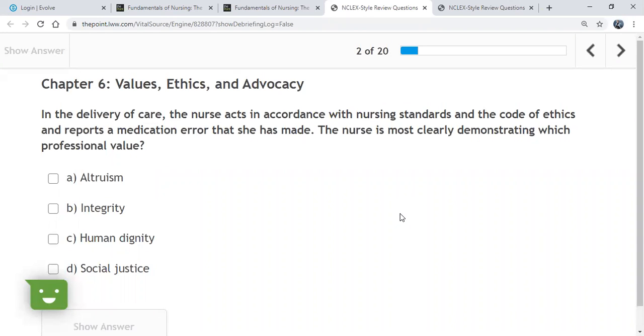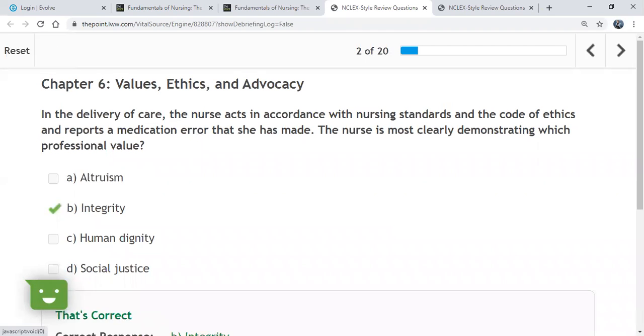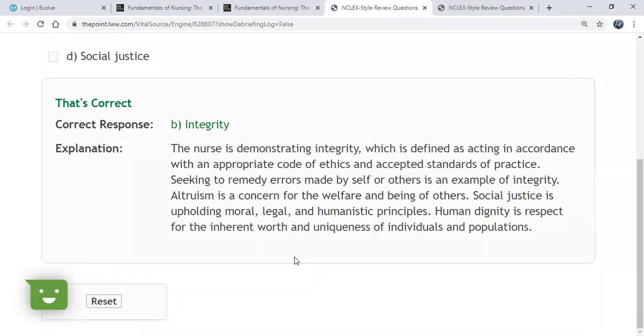In delivery of care, the nurse acts in accordance with nursing standards and codes of ethics and reports a medication error that she has made. The nurse is most clearly demonstrating which professional value? B, integrity. Okay, good.